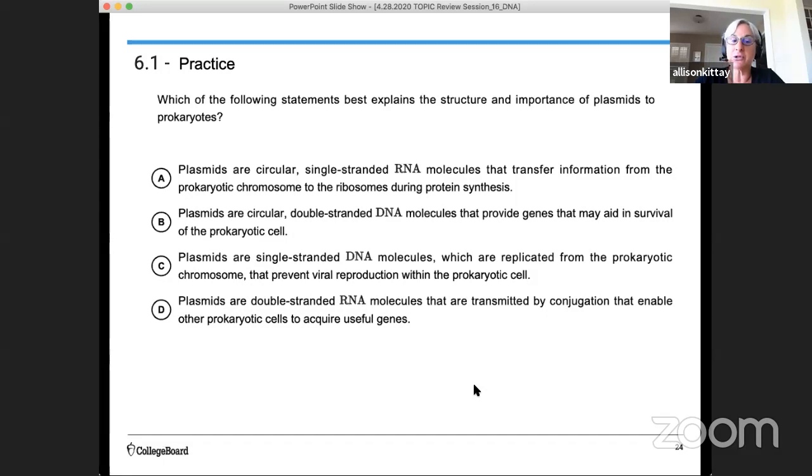C, plasmids are single-stranded DNA molecules which are replicated from the prokaryotic chromosome that prevent viral reproduction within the prokaryotic cell. And D, plasmids are double-stranded RNA molecules that are transmitted by conjugation that enable other prokaryotic cells to acquire useful genes. So hopefully you remember from this lesson, because you were paying such close attention, that the correct answer is, of course, B. Plasmids in prokaryotes are double-stranded DNA molecules. So you could immediately eliminate A and D since they're talking about RNA. And then you had to remember that it's double-stranded rather than single-stranded DNA.